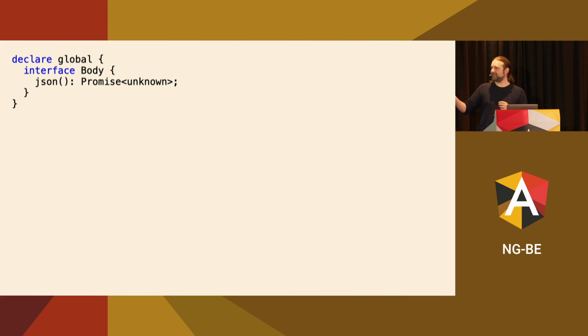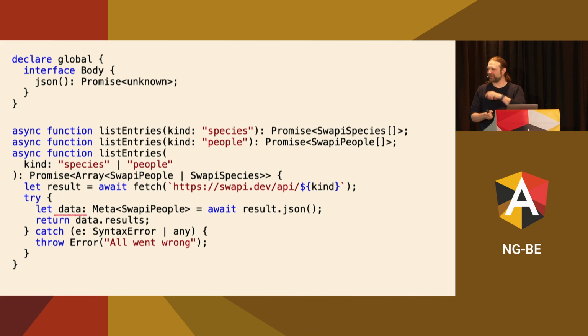And now that I have that, I'm getting a type error at this particular point in time: let data, MetaSwappyPeople, await result.json. And the only thing that helps me now is a type assertion, or I use a library called Zod to validate my data, something like that.